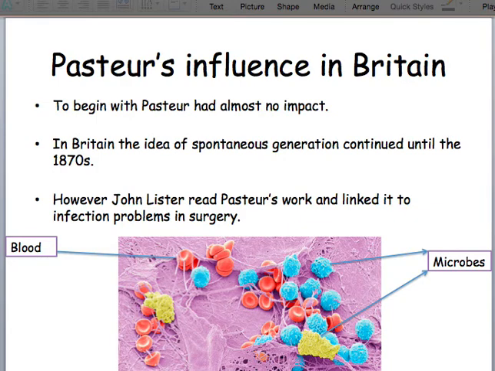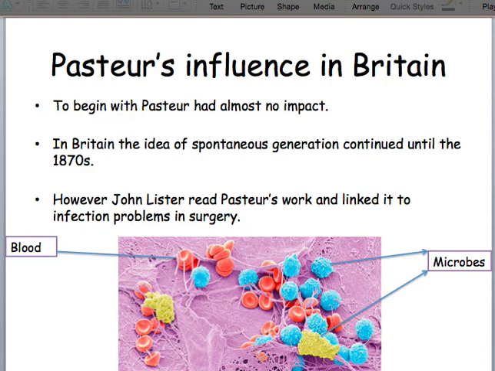In Britain, the theory of spontaneous generation continued to be important until the 1870s. It was promoted by Dr. Henry Bastian, who was one of the most powerful doctors in England at that time. Because he was so well respected, and again, remember, he was a doctor that knew about the human body, people did not want to believe in Pasteur, as this would undermine Henry Bastian's belief in spontaneous generation.